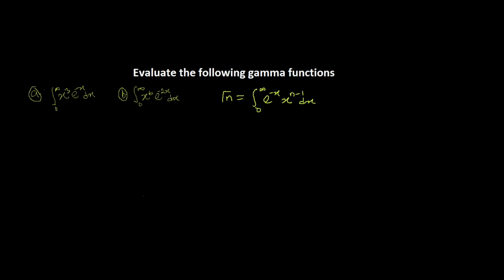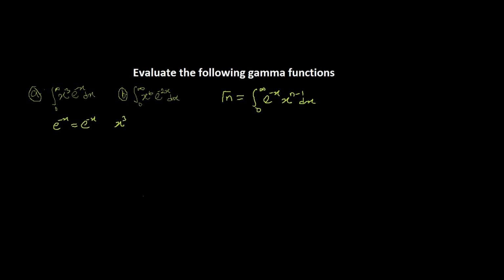Let's compare it. Now we discover that we have exponential minus x at both places. This is the first part. Now let's look at x raised to the power of 3. We have x raised to the power of 3 here, but when you check here, you have x raised to the power of n minus 1.